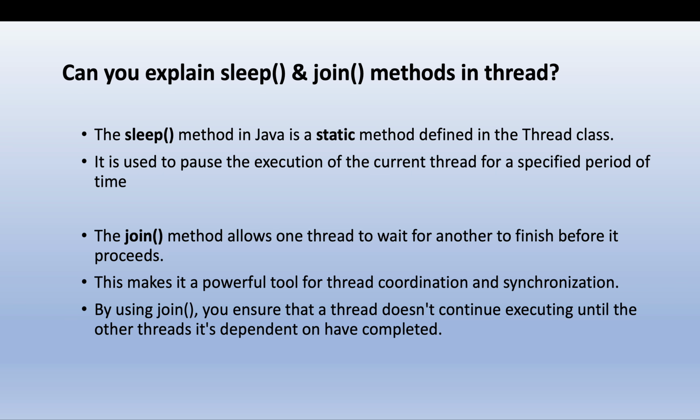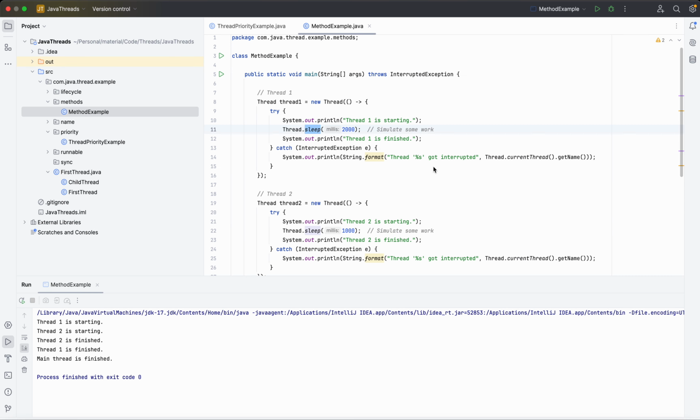And the join method allows one thread to wait for another thread to finish before it proceeds with the execution. This join method is very useful for thread coordination and synchronization. By using the join method, we ensure that the thread doesn't continue executing before the other thread finishes its execution. So let's see an example of these two methods.